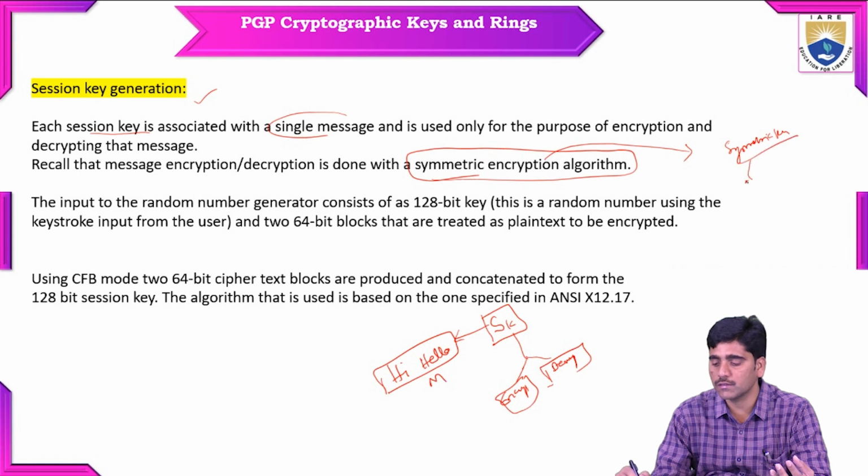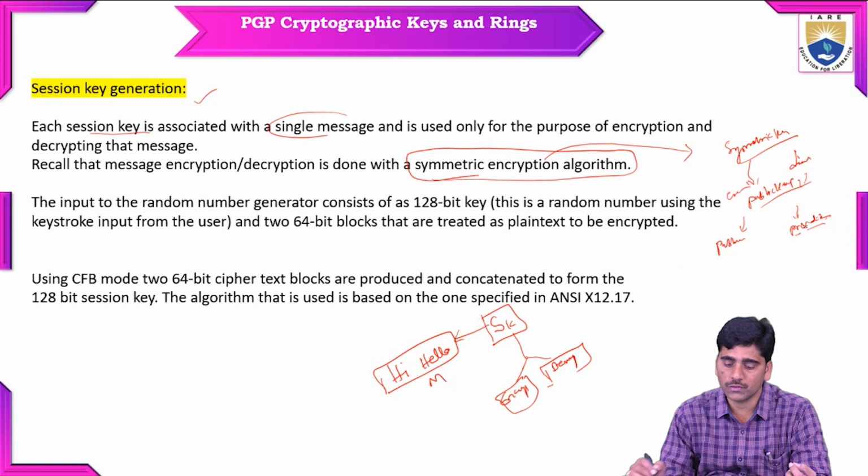In symmetric encryption the same key applies on both sides. For encryption purpose it uses the key, and for decryption purpose it uses the same key. But for an asymmetric encryption algorithm, it uses the public key for encryption and the private key for decryption. So that is the way of generating session keys.